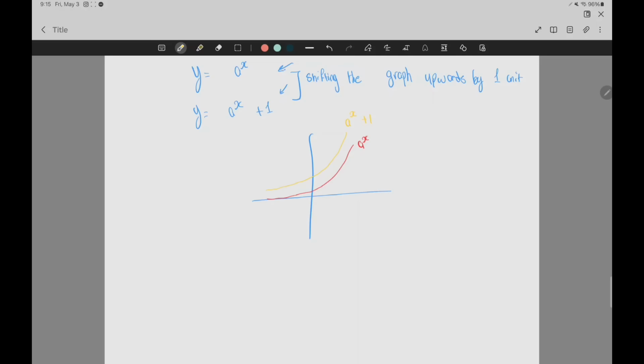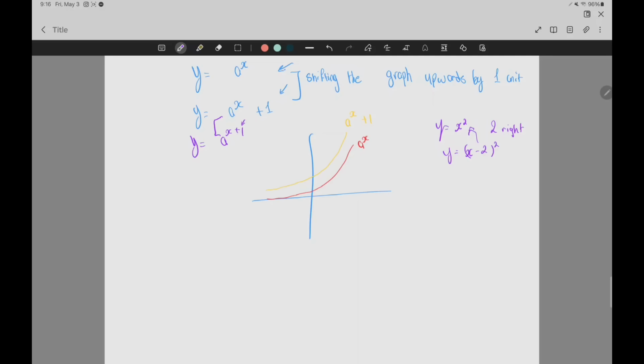Now I'm going to show you one more transformation. How about y equals a to the x plus 1? See, now the plus 1 is in the power, right? If you remember when we used to have y equals x squared and y equals x minus 2 squared, this would just be this, but 2 units to the right. So this would be x squared. Then x minus 2 squared would just be 2 units to the right. So what do you think would be the difference now between a to the x and a to the x plus 1?